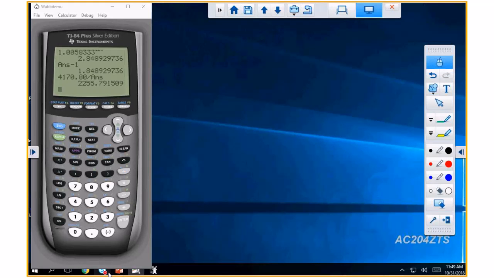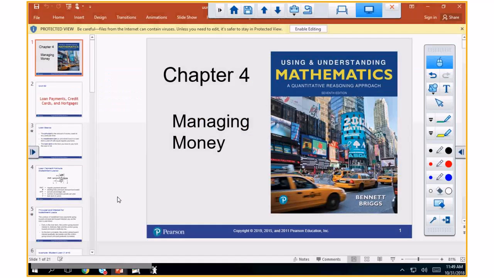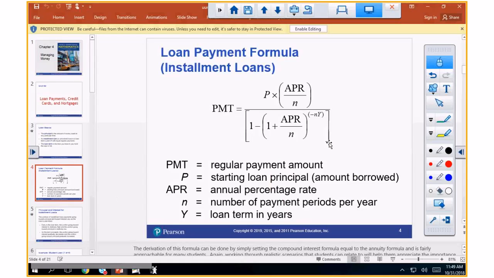Let me go up to the next section, which is depression. 4D, depression. That's when we start talking about the amortization formula. Write that one down.